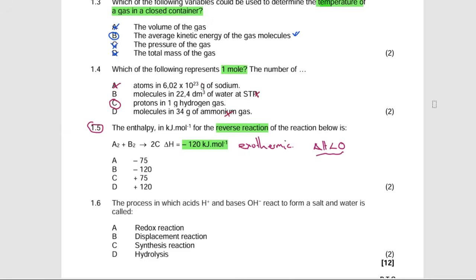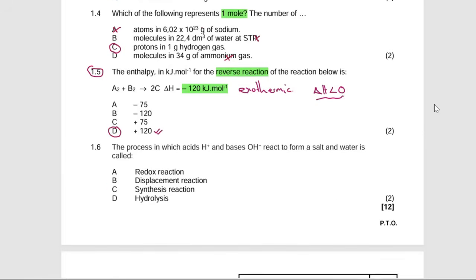So it means the reverse reaction is going to be the opposite of this one. So instead of having an exothermic, we're supposed to have an endothermic, right? So it means our energy should be positive. So here we're having a negative 120. It means the reverse is going to give us a positive 120 kilojoules per mole. So our option D is the correct one.